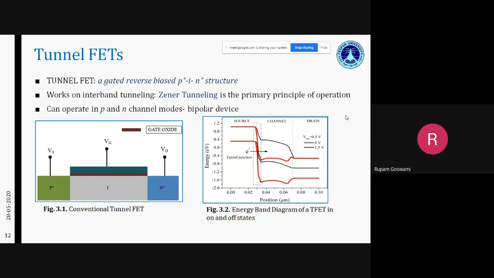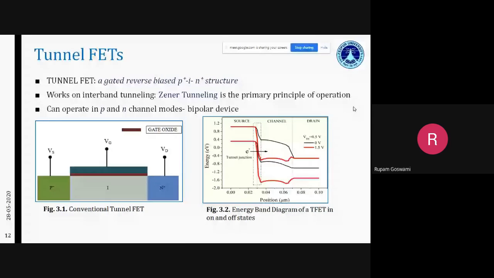Okay, so basically the tunnel field effect transistor is a gated reverse biased PIN structure, or you can say if you have a tunnel diode and you put a gate over the intrinsic region. Okay, so in that case you get the architecture of a conventional TFET. So it works on interband tunneling or band-to-band tunneling.